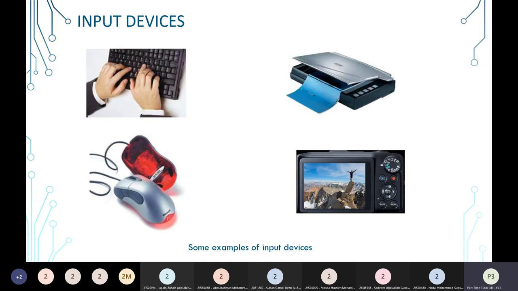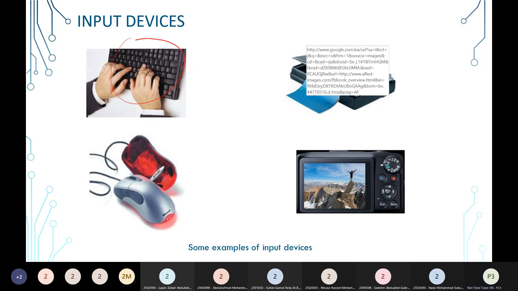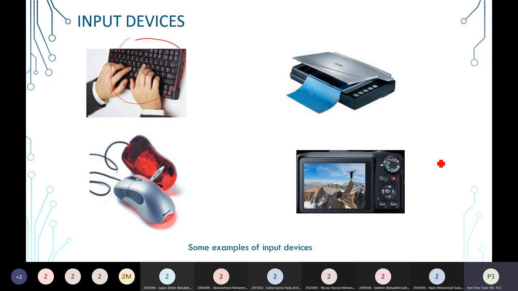So these are the different images. We can find here a keyboard, and this one is a scanner. This one is a camera, so we can take pictures, then take the memory from the camera and put it inside the computer to edit the pictures, the ones we took using the camera. And this one is the mouse. So these are some of the examples of input devices.